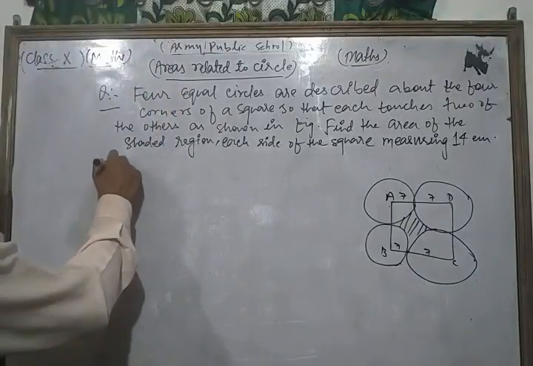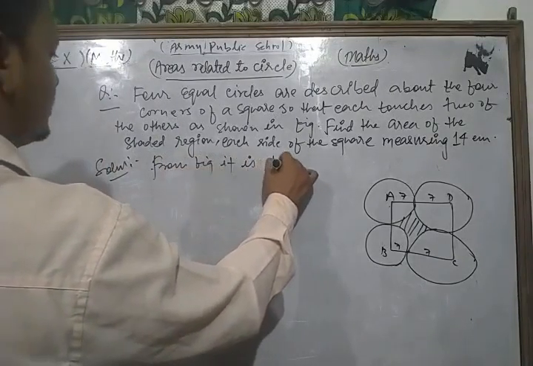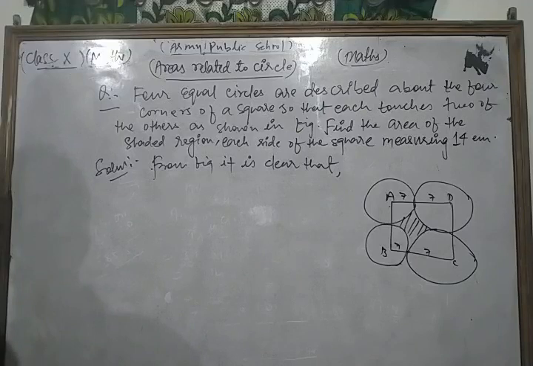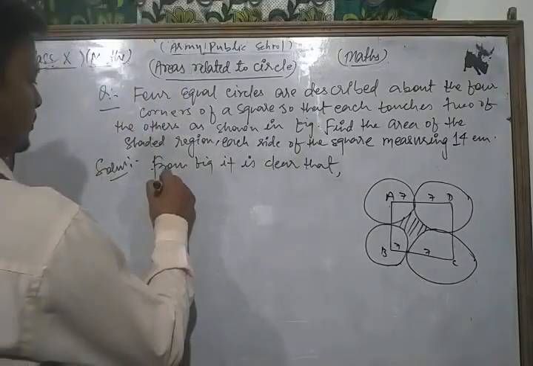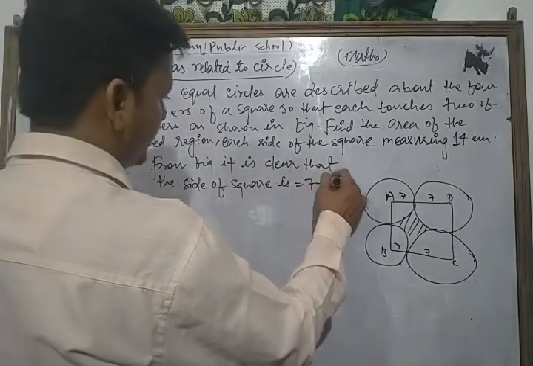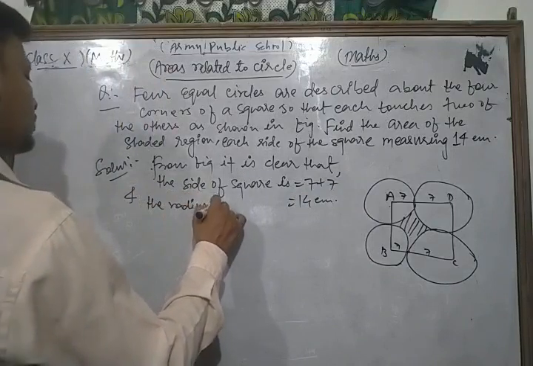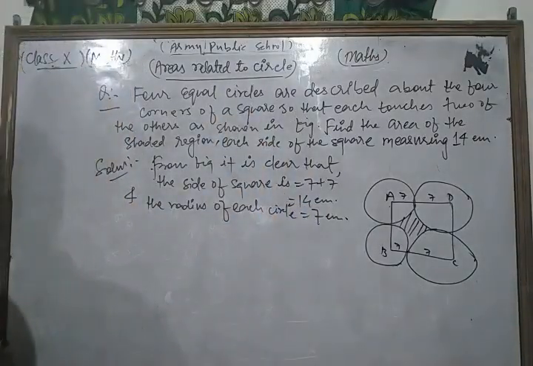Now look, let's see its solution. From figure it is clear that the side of square is 7 plus 7, that is 14 centimeter, and the radius of each circle is 7 centimeter.